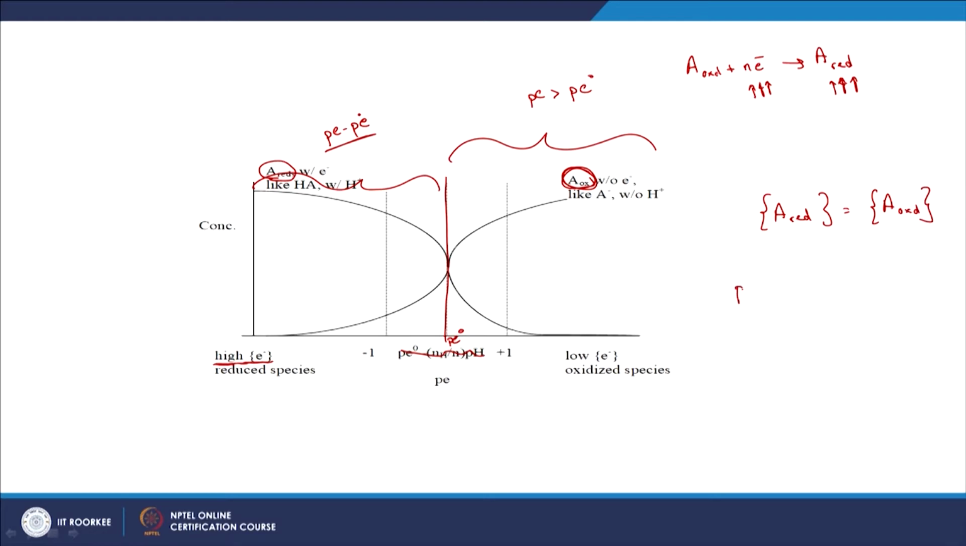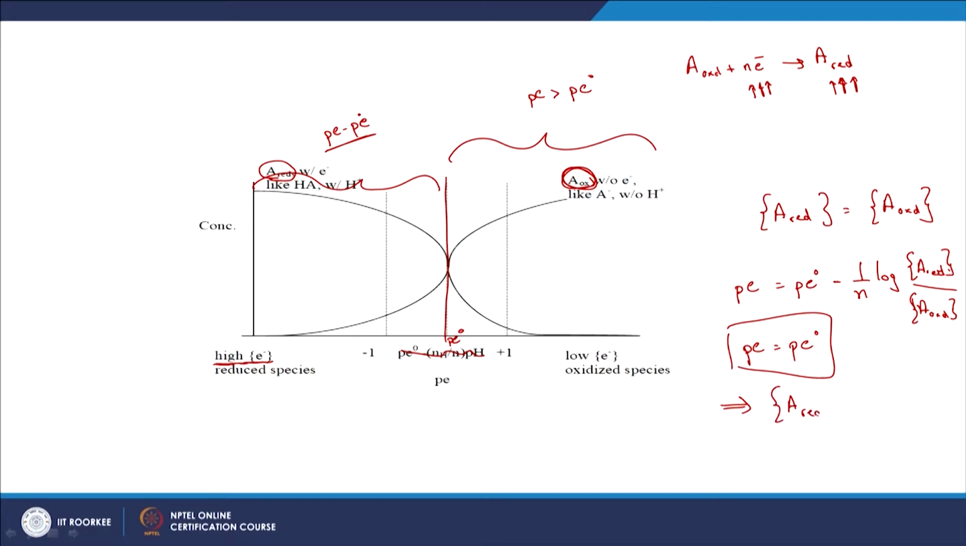If we look at that, we have the equation Pe equal to Pe naught minus 1 by n log of A reduced by A oxidized. So when will these two variables be the same? When Pe is equal to Pe naught. Then the activity of the reduced form of the compound will be equal to the activity of the oxidized form, and that is what you see here in the graph.